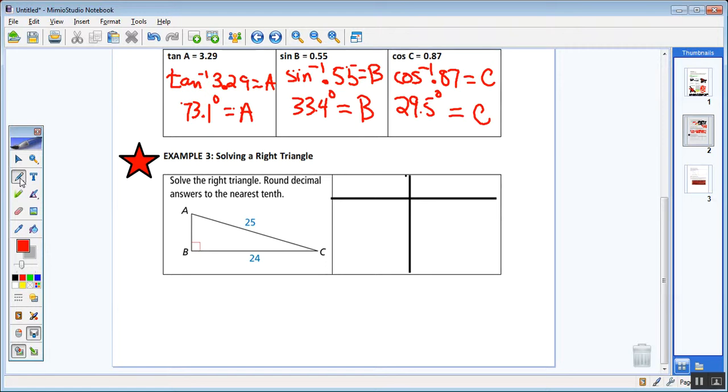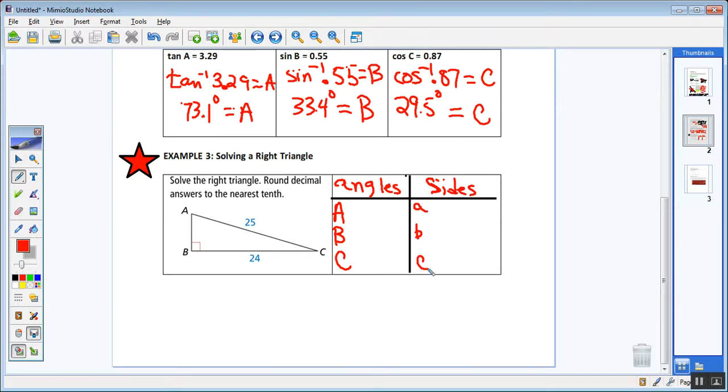So here's how I think we should go about setting this up. I'm going to put angles here. I'm going to put sides here. Are you with me on this? Okay. Angles are going to be denoted by capital letters. So I'm going to put capital A, capital B, capital C. Over here, little a, little b, little c.